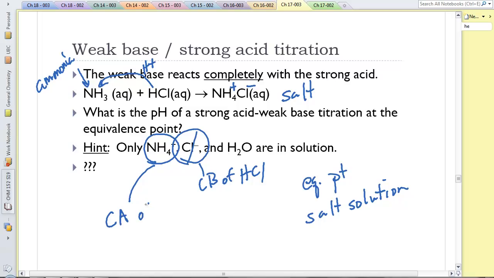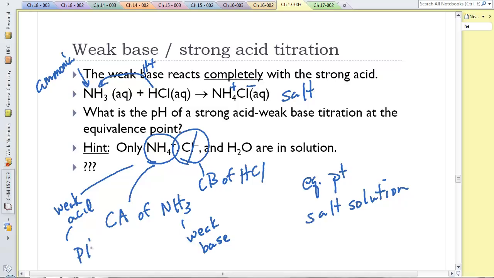Yeah, that's the conjugate acid of a weak base. Ammonia is a weak base. So what does that make ammonium in water? Yeah, ammonium is a weak acid. So pH, neutral, greater than 7, less than 7. Obviously, this is an acid. pH is less than 7 at the equivalence point.